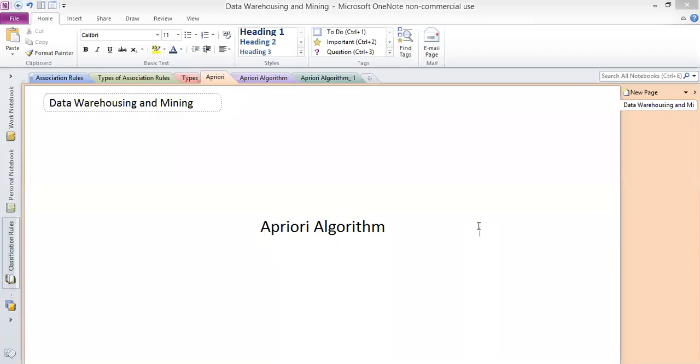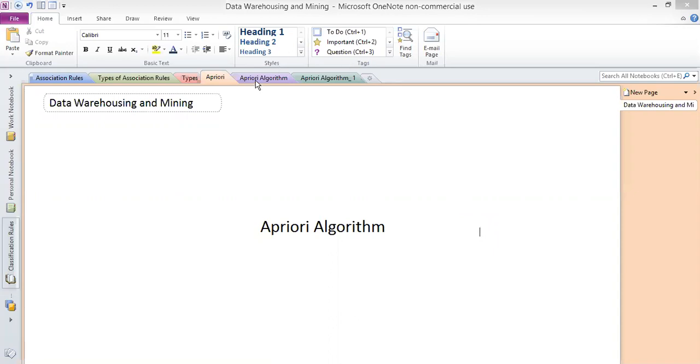So in the last lecture, we were discussing association rules and the types of association rules. And we had discussed that there are two algorithms that can be used for finding these association rules. One is the Apriori algorithm and the other one is the FP growth algorithm. So we'll be seeing what the Apriori algorithm does and how this algorithm helps you find association rules.